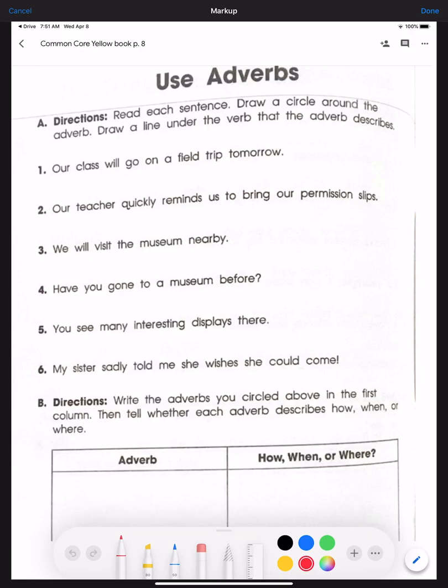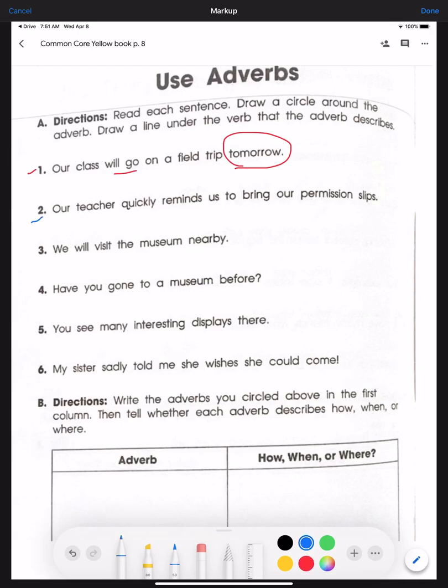So in sentence 1, our class will go on a field trip tomorrow. What are they doing? We're going to underline the verb. They are going. We will go. And when will they go? They will go. Circle it. And did you circle tomorrow? Good job.